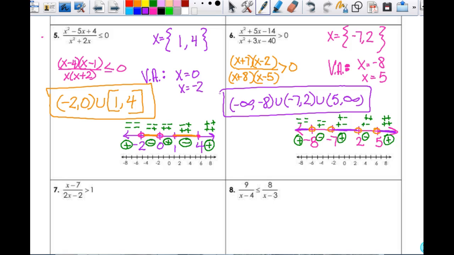When you're done, see if you agree with me. Ask me questions if you don't. Do you feel like I'm missing brackets somewhere? No. You don't just automatically put closed circles on your zeros. On this one, it's just greater than. It's not greater than or equal to. That's why there's no brackets anywhere. They're just all open circles. Okay. We're good? Any questions at all?